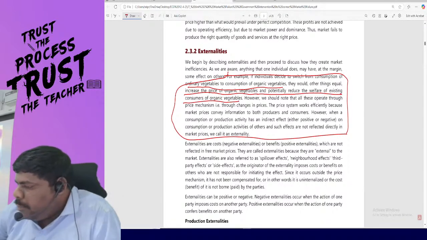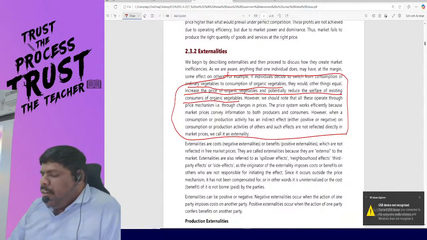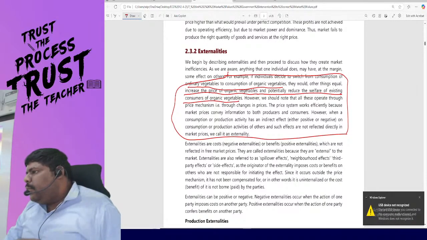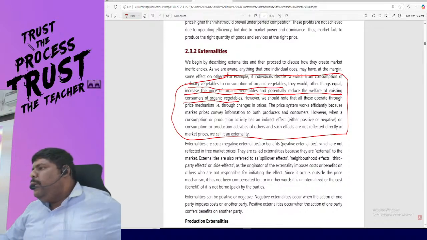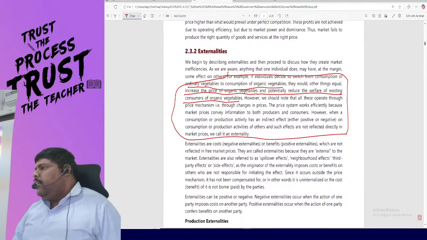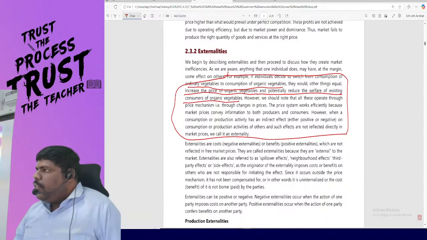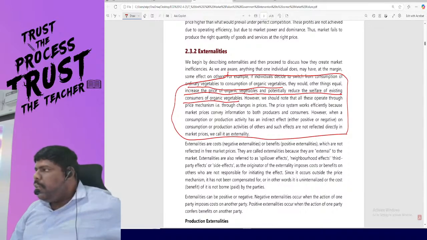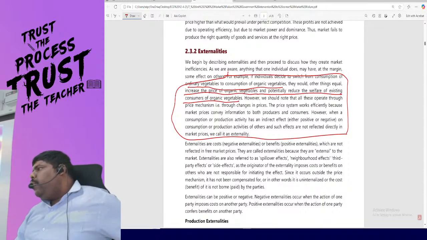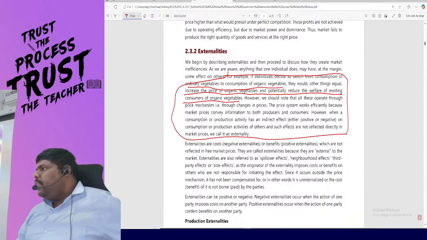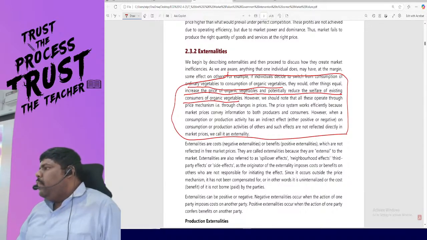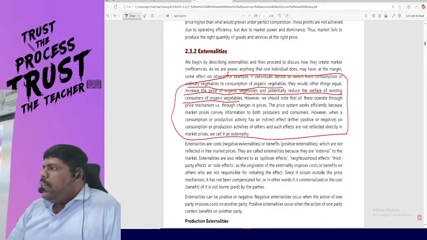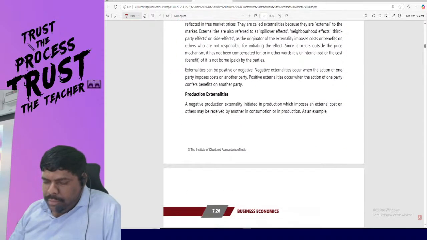So there will be an increase in the price of organic vegetables, even though other people are not buying organic vegetables. Simply put, if one consumer is consuming organic vegetables, there is no change. But if more people are consuming, the price should be low, but since there is an increase in demand, it indirectly increases the price of organic vegetables. That is what we call externality. Don't think that it is difficult to recollect. There is one more example.